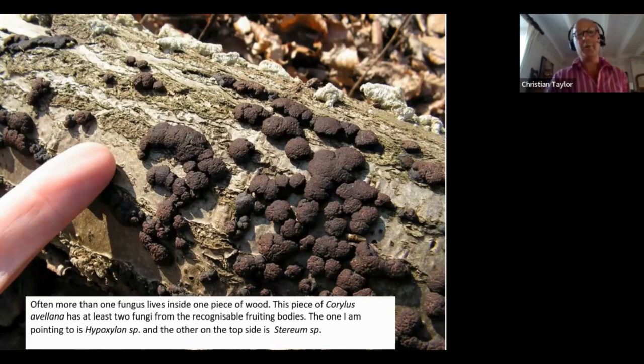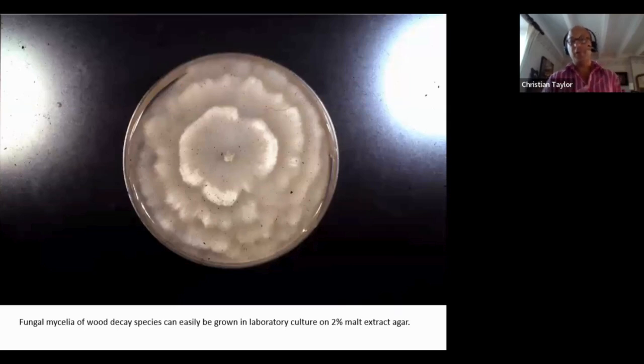So this is a good example because it's a hazel log and it's got a basidiomycete fungus on the top, a bracket fungus, a spore dropper, and it's got the ascomycete fungus where I'm pointing, the dark one, which is a spore shooter. So of course, we can in the lab, and this is what I did, cultivate the fungi in a kind of monoculture environment.